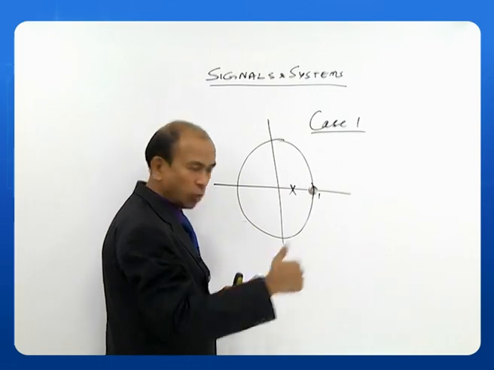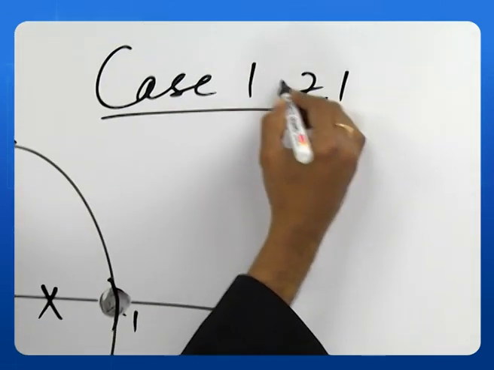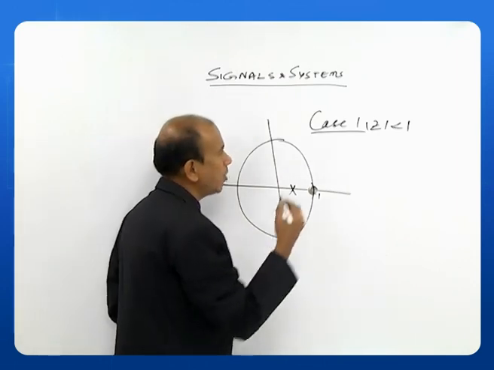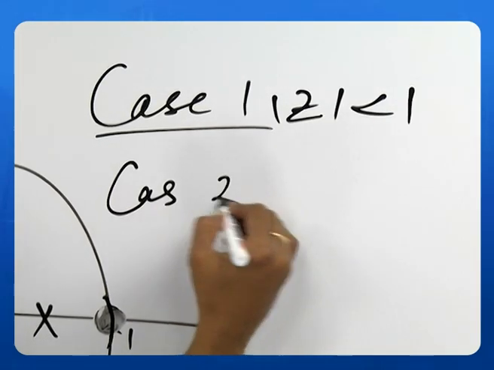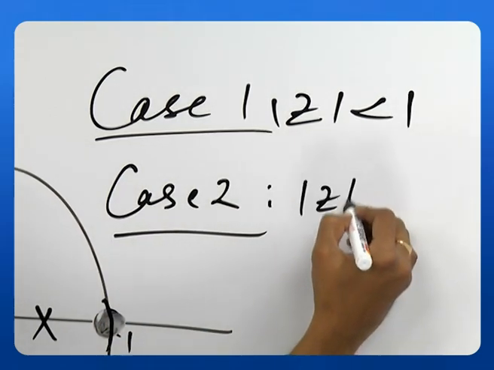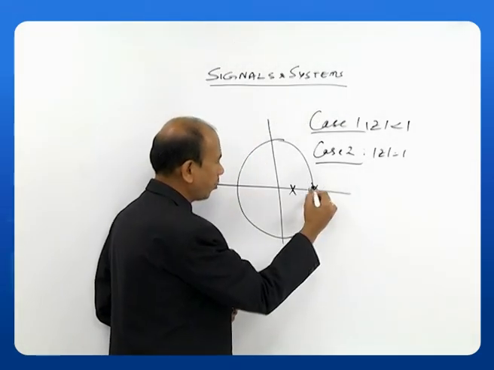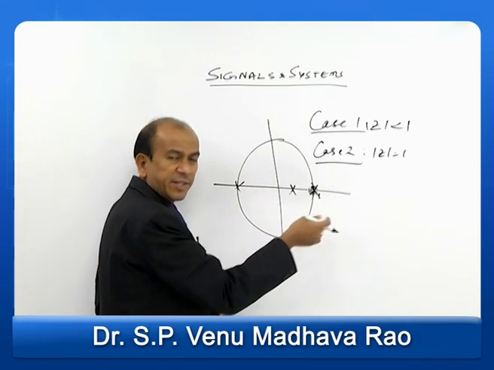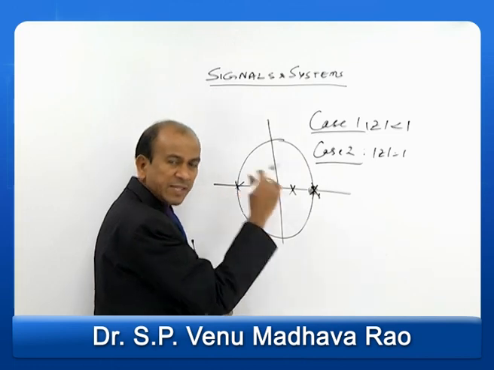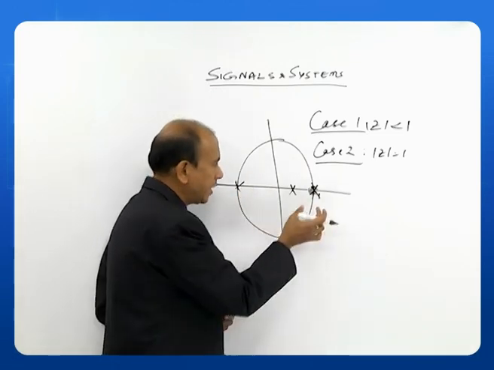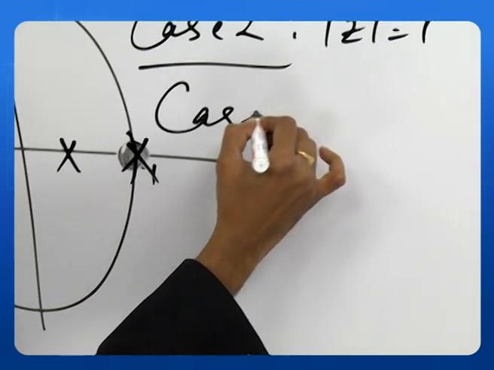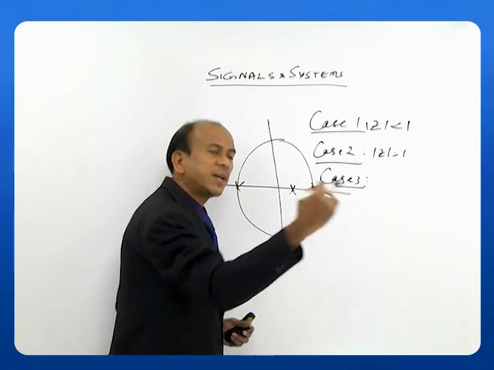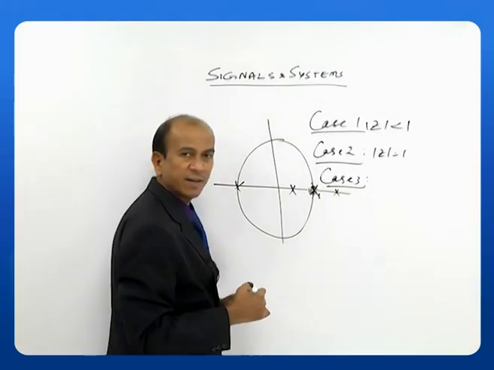Case 2: here |z| is less than 1, because we are talking about a unit circle and the pole lies inside the circle. Then there is another case where I put |z| equal to 1, that means I can put a pole exactly here on the circle. When I am talking about the right-hand side, it is equally applicable to the left-hand side also. We will see how they differ a little later. Now let us talk about case 3. Case 3 is when the pole lies outside the unit circle. That means I have a pole somewhere here.